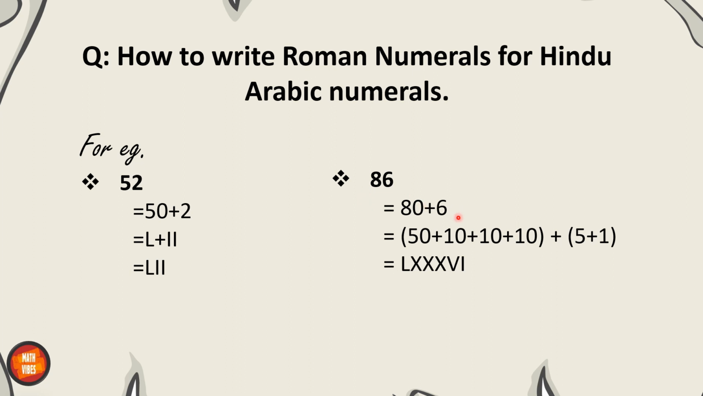नाउ 6 कैसे लिख सकते हैं हम? 5 प्लस 1. 5 का भी सिंबल हमारे पास होता है और 1 का भी होता है. So 5 plus 1. अब इन सब के सिंबल्स लिख लो और उनको कंबाइन कर लो. 50 का L, XXX, 10 times 3 times 10, and then 5 का V और 1 का I. So answer for 86 is LXXXVI.